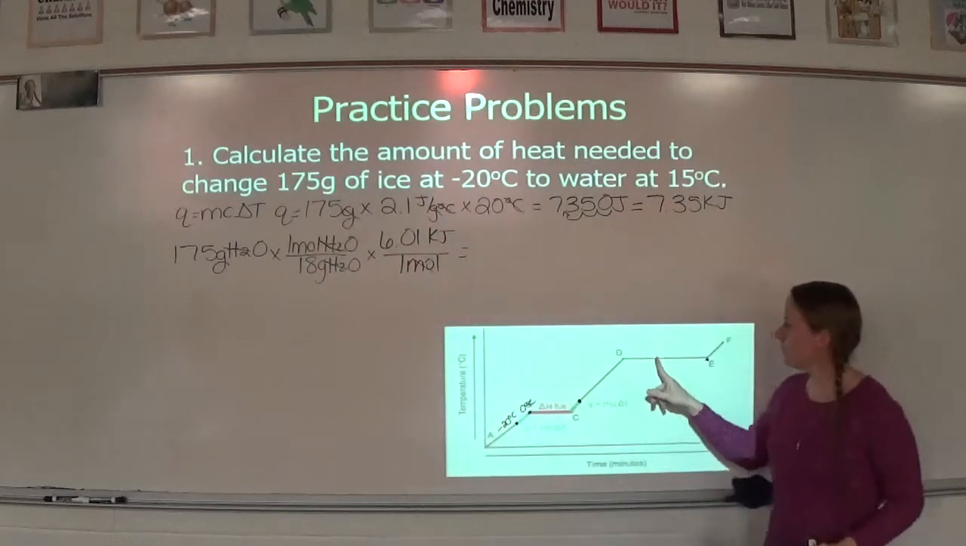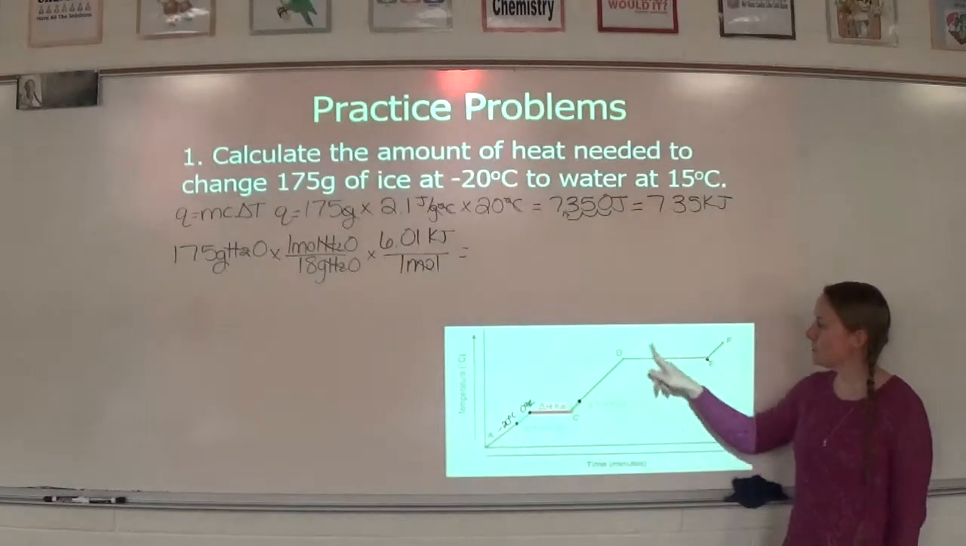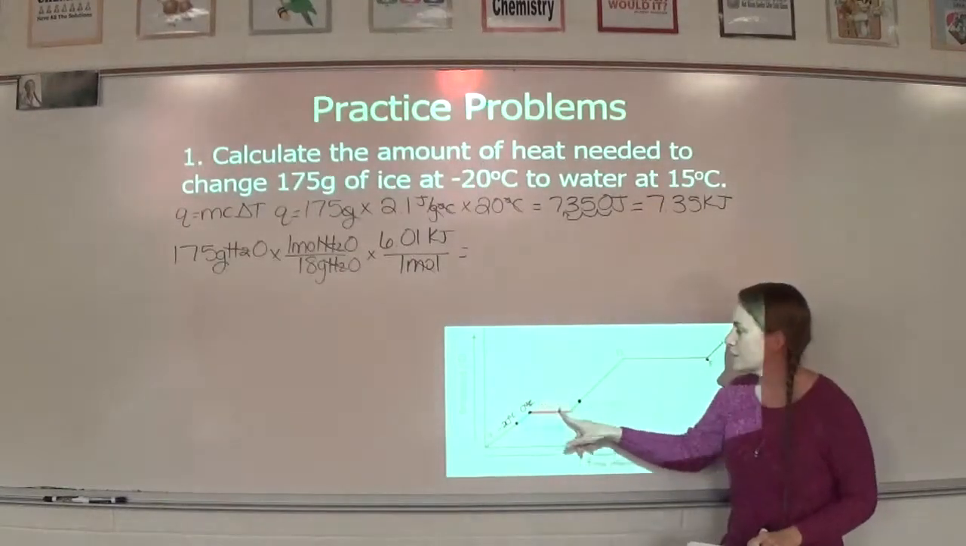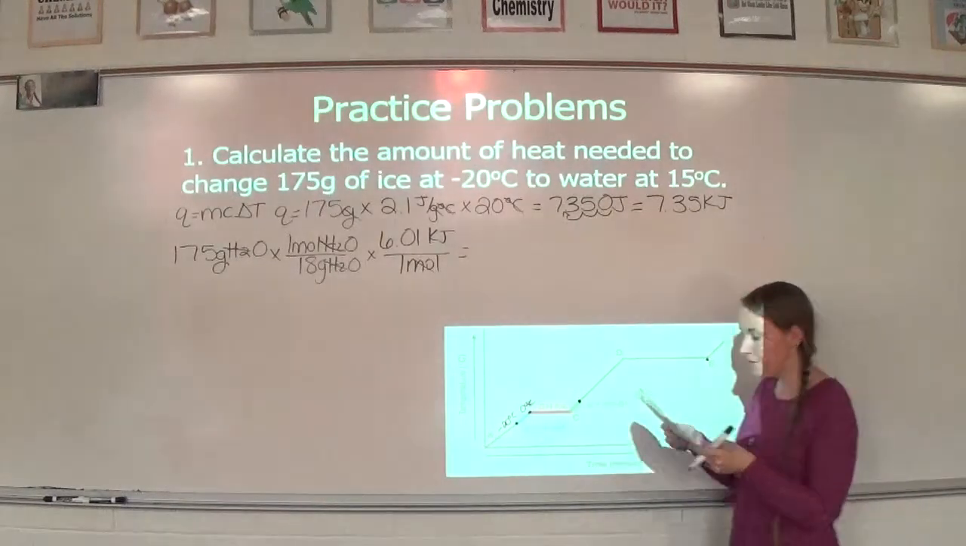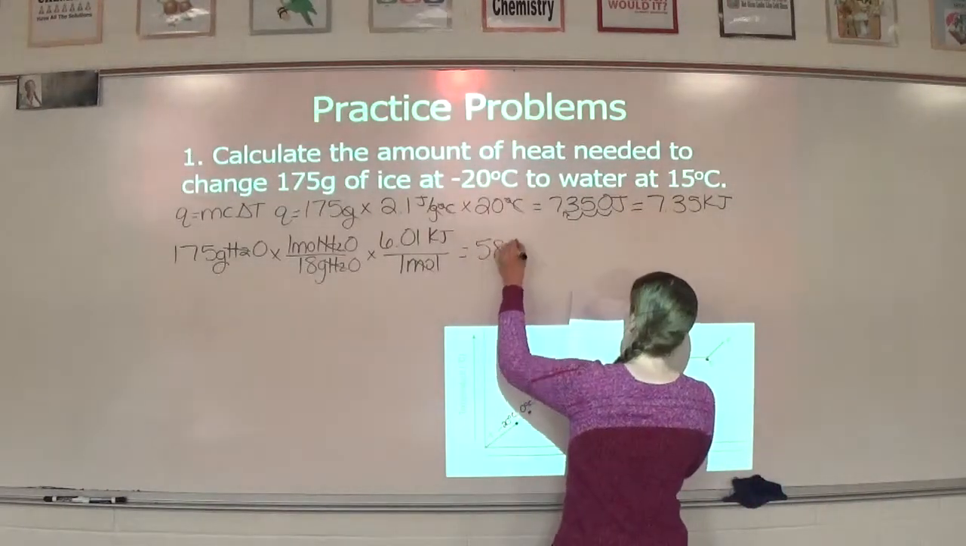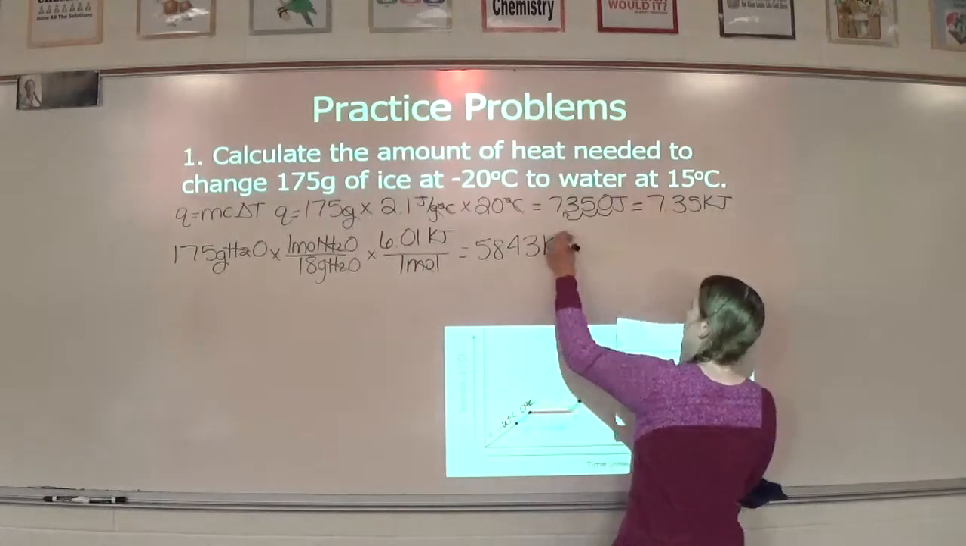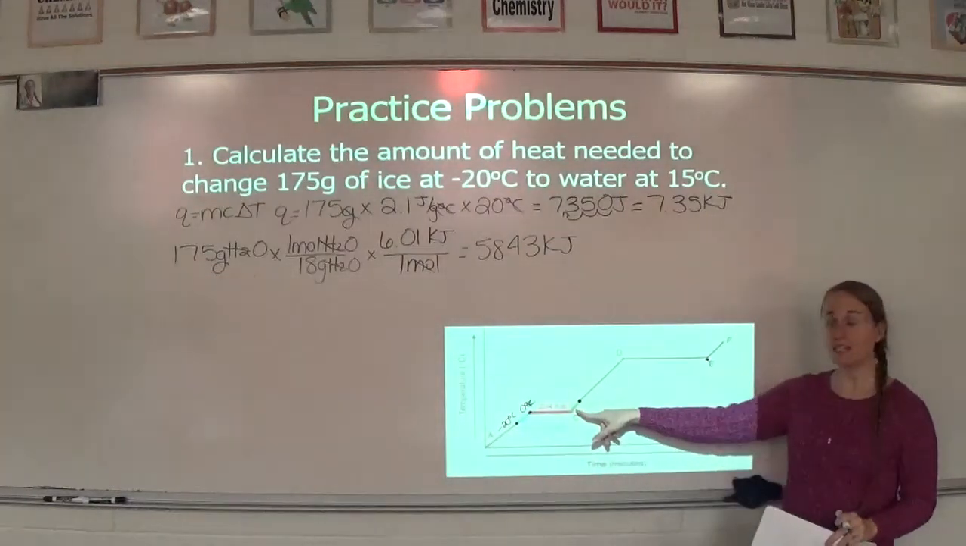So the reason I use 40.7 up here is because we would do vaporization. The reason we use 6.01 down here is because we are doing fusion. So once I multiplied and divided there, I got 58.43 kilojoules.